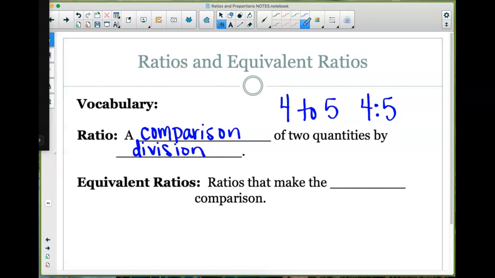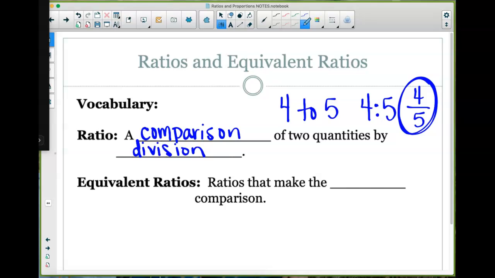The third way to write it is as a fraction. And this is going to be how we write it the most. The fraction is the easiest way to work with in math. So we're going to write all of our ratios as fractions.